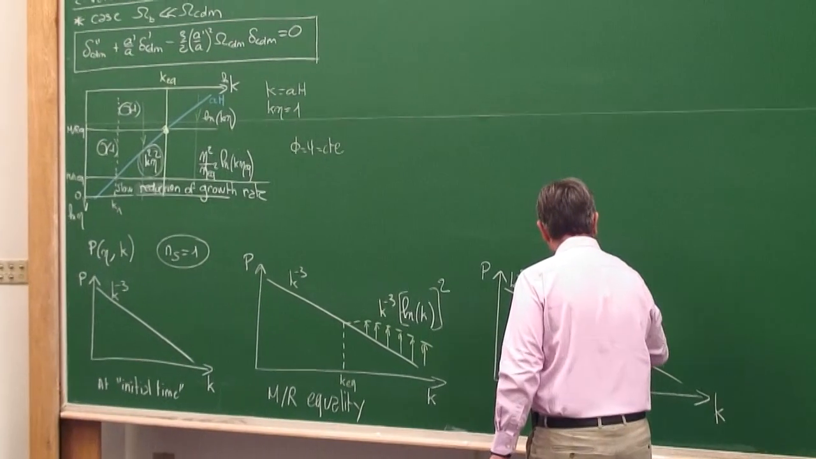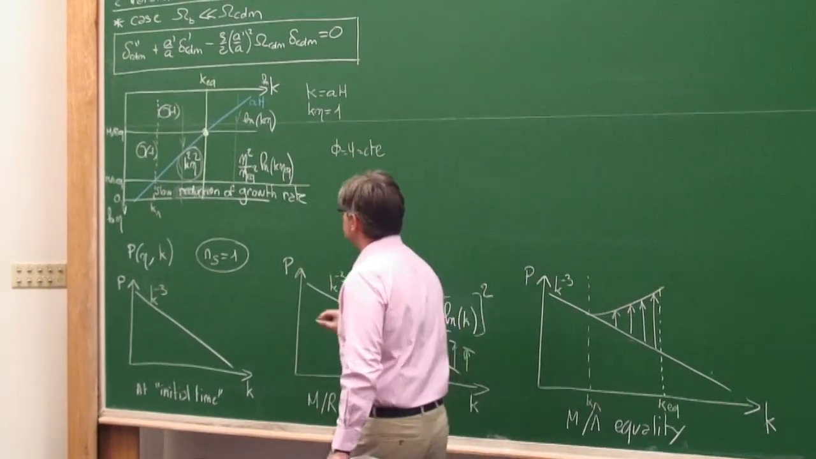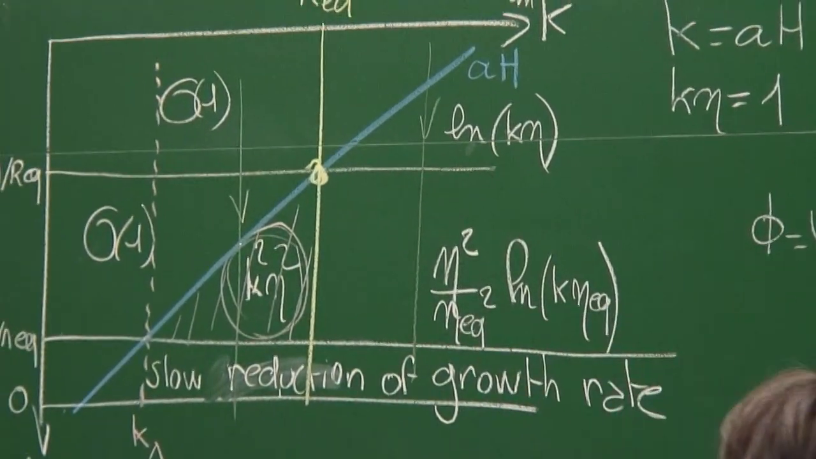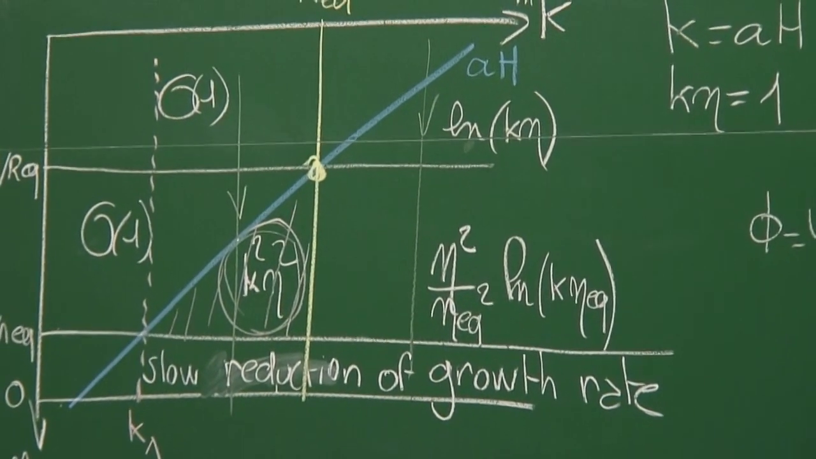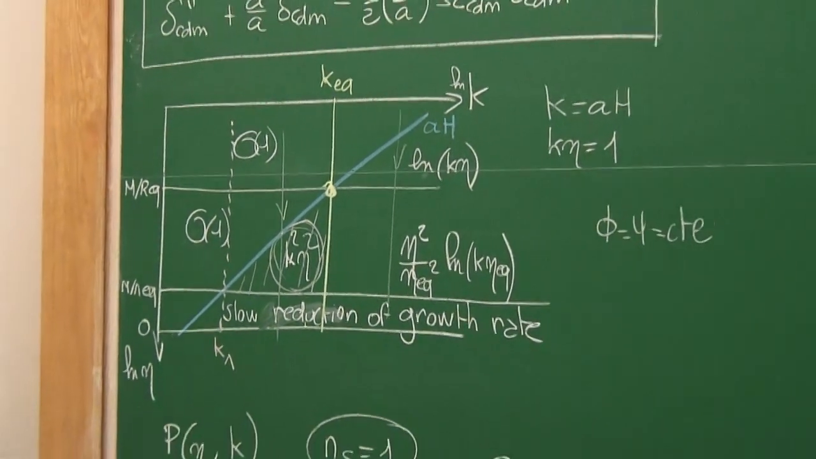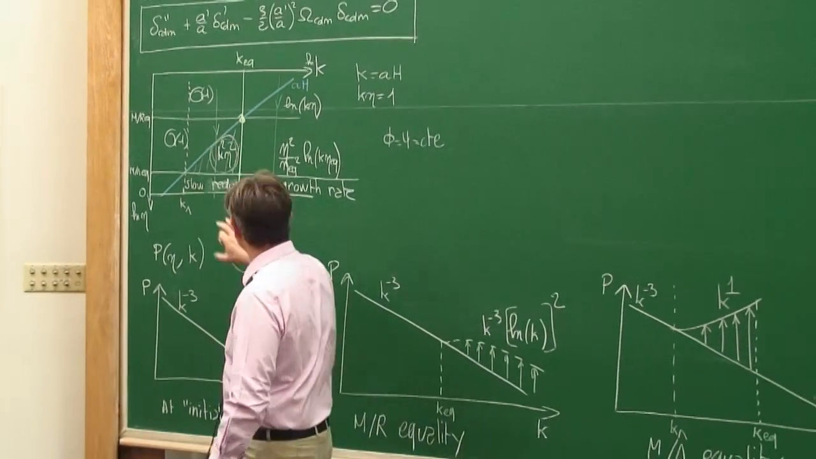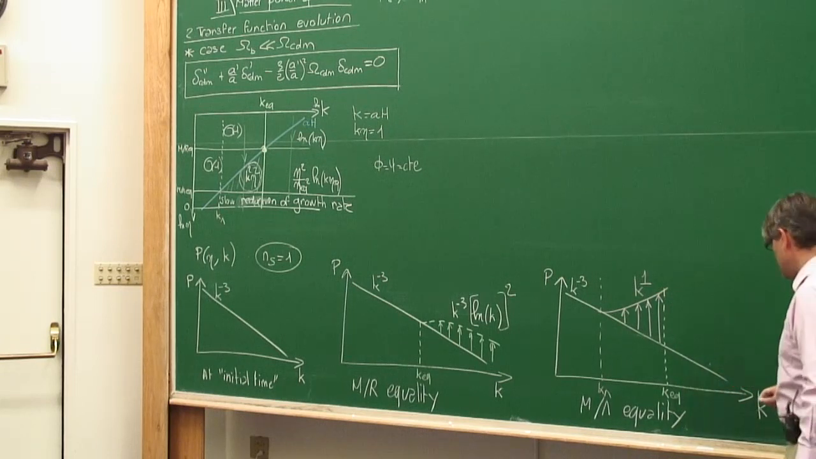And this gives me the amount of growth of fluctuations in this triangle here, inside the Hubble radius and during matter domination. And it's k here to the 1. Again, I start from k to the minus 3, and I multiply by the square of this, so I get this linear dependence.